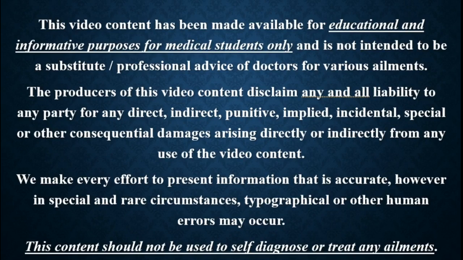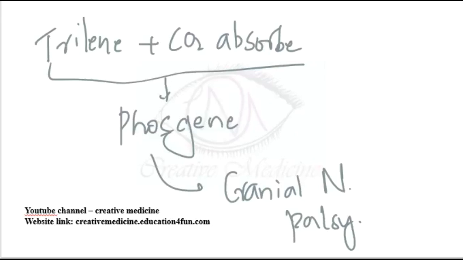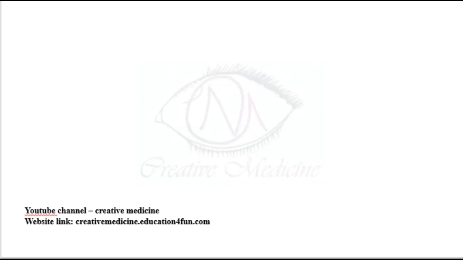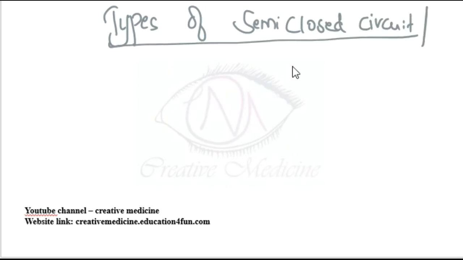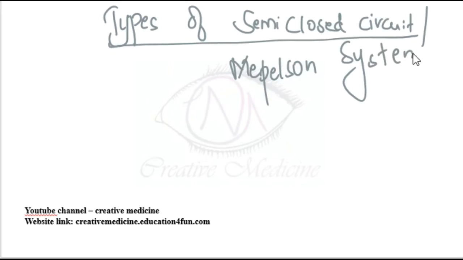In this lecture, we will learn about the types of the semi-closed circuit. Now, we have learnt about the closed and semi-closed circuit functioning. Now, let us learn about the types of the semi-closed circuit. These are also called as Mapleson systems. We call semi-closed circuit as Mapleson systems. There are 6 different types of semi-closed circuit.